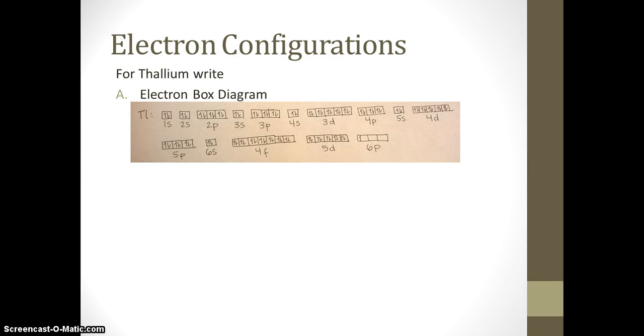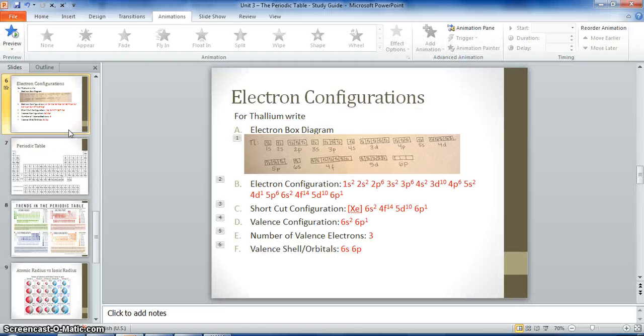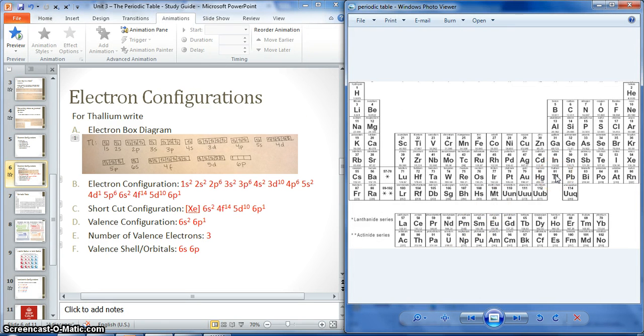Okay, so hopefully for the electron box diagram, you got something like this. Now here, first of all, we have to locate where thallium is on the periodic table. Okay, so here we have thallium, atomic number 81. And to write down our box diagram, we start here, remember, always move from left to right and always go down. This is the S block. Here we have the P block, then the D block, and then the F block down here with the rare earth metals. So always move from left to right and go from top to bottom, okay? So we have to reach all the way down to number 81.